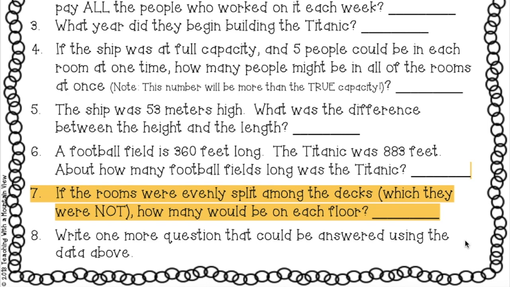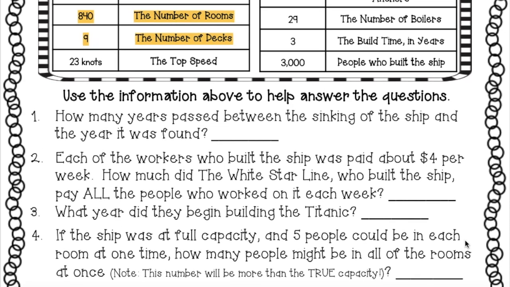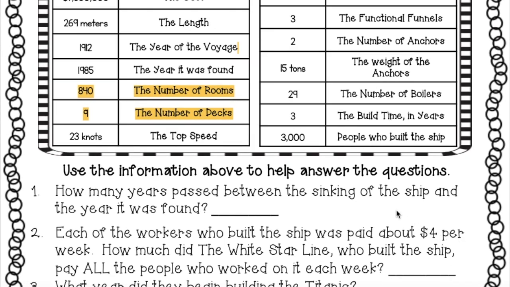Okay, so for number 7, it says, if the rooms were evenly split among the decks, which they weren't, how many would be on each floor? There are two different things we need to figure out when we look at our data chart. We need to know the number of rooms, and we also need to know how many decks we're splitting the rooms between. So let's take a look. Up here, I already have my information highlighted. The number of decks, there were 9. And the number of rooms, there were 840. So we are splitting those 840 rooms by 9 decks.